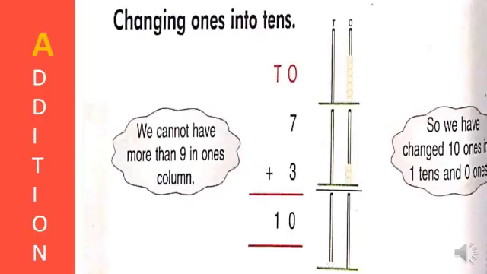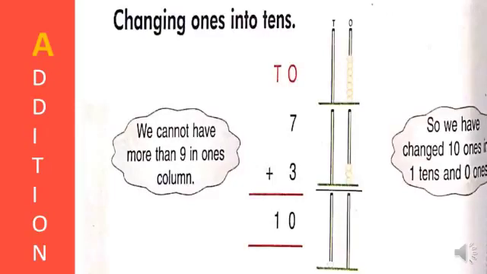But we cannot have more than 9 in one's column. We cannot write more than 9 in one's column. So we have to change 10 ones into 1 tens and 0 ones. If we add 7 plus 3, we'll get the answer 10 here. But we can't write like that. We cannot have more than 9 ones in one's column. So we have to change 10 ones.